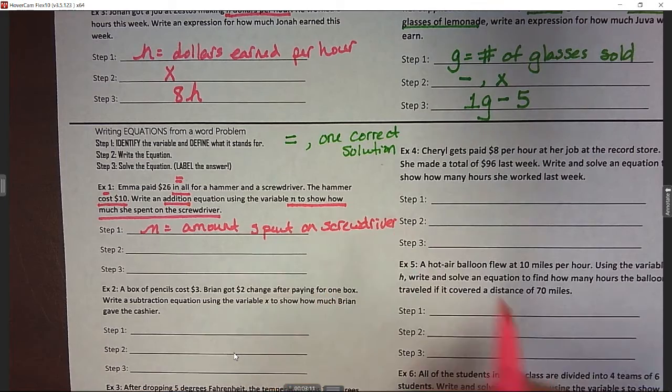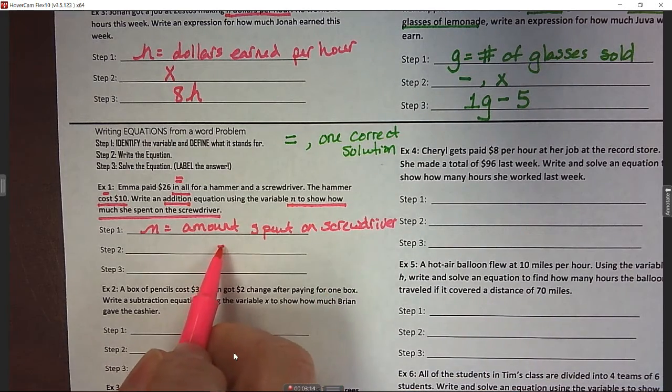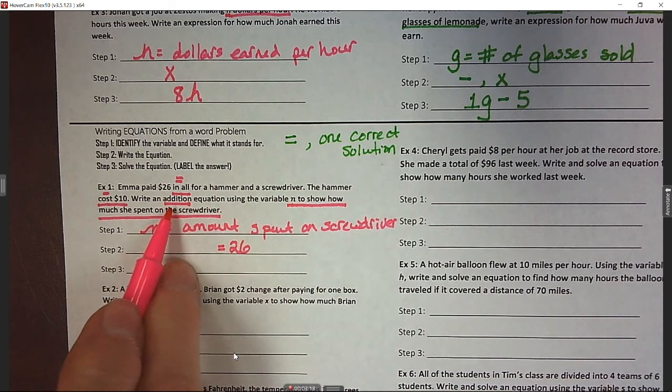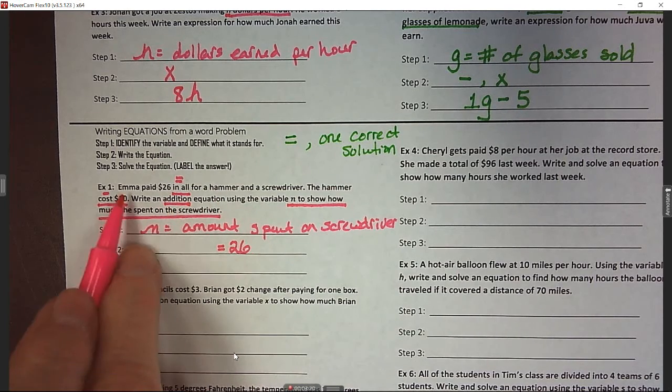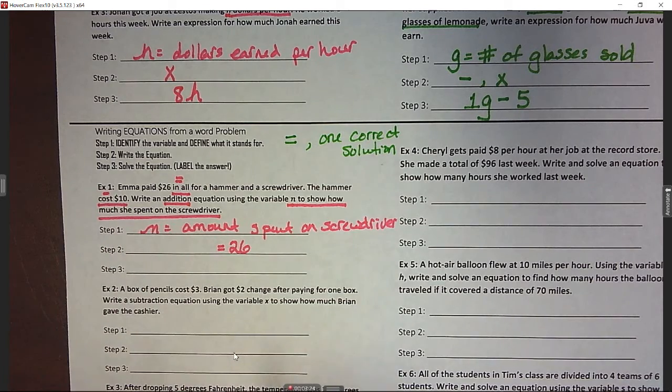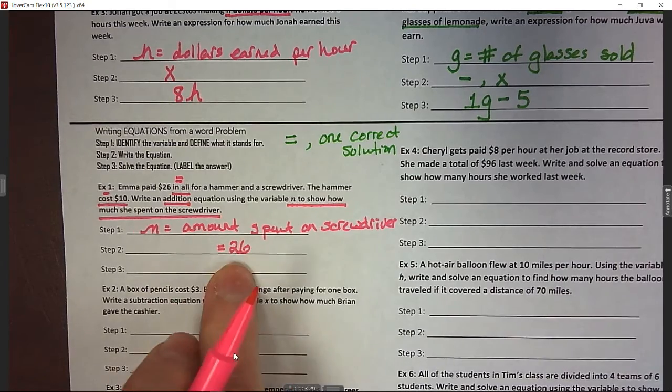All right, and so what are we going to do? We know that in all, we're going to pay $26. That's what it says here, in all. And we have to write an addition equation. So we're going to have to ignore the fact that our cost is a subtraction for a minute here. You'll see it'll come into play in a second. All right, so we know that we spent $26 in all.